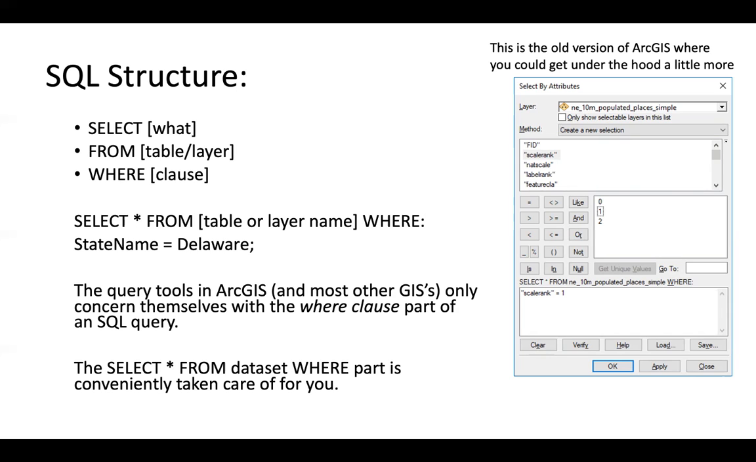Here, I have a screenshot of the older version of ArcGIS, which shows you the start of that syntax. Here, I'm selecting from the layer called NE_10M_places_simple, where the field scale rank is equal to 1 or has a value of 1.